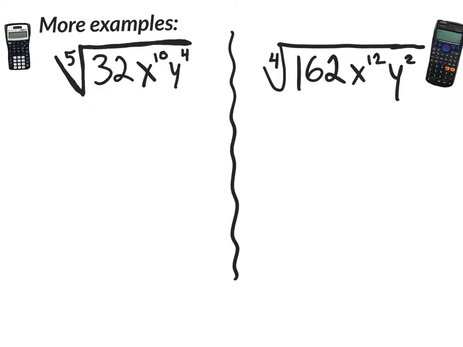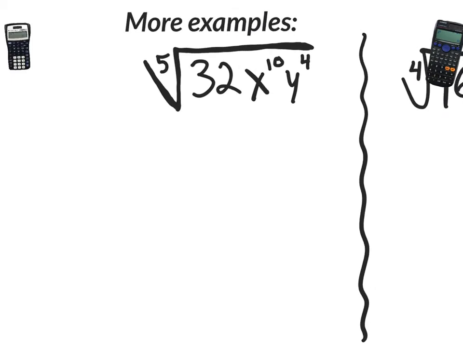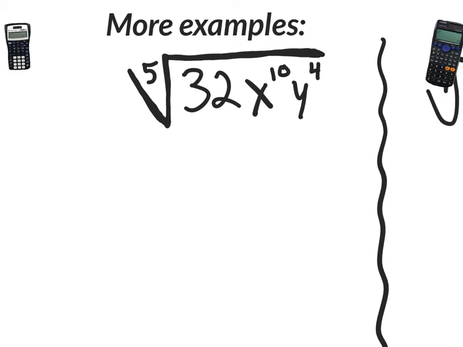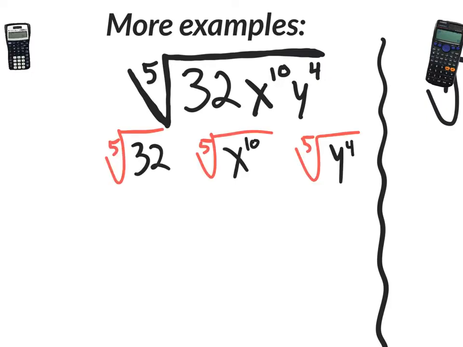So we have both of these examples. I'm going to start with this one on the left. And notice that this is a fifth root. Okay? This is a fifth root. So one thing we could do right off the bat is split all the fifth roots to each of the terms. And then after that, you want to find what number times itself 5 times will give you 32.